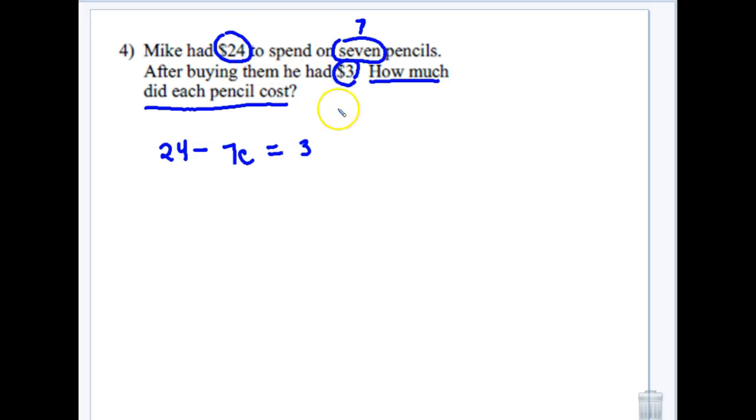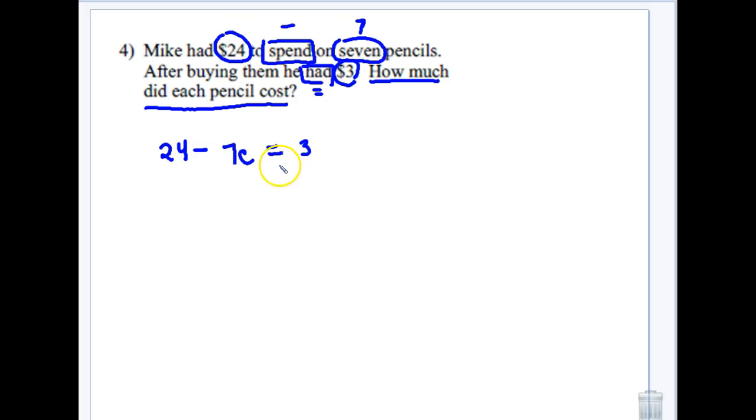So I have to circle the numbers. Make sure that I know that this here is going to be a minus. I'm subtracting money. After buying he had, that's going to give me my total. That's going to be my equals. So there's your equation. Go ahead and solve it.